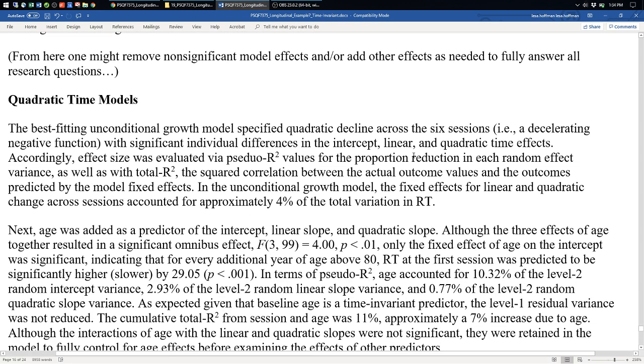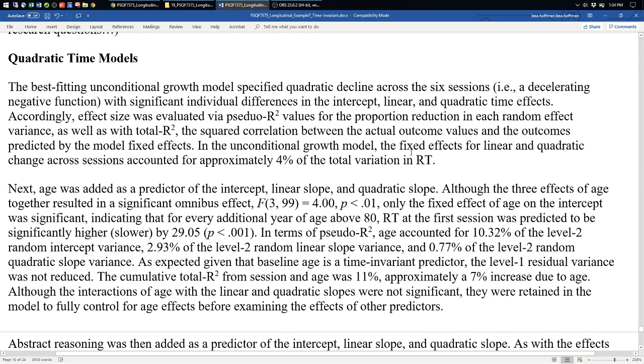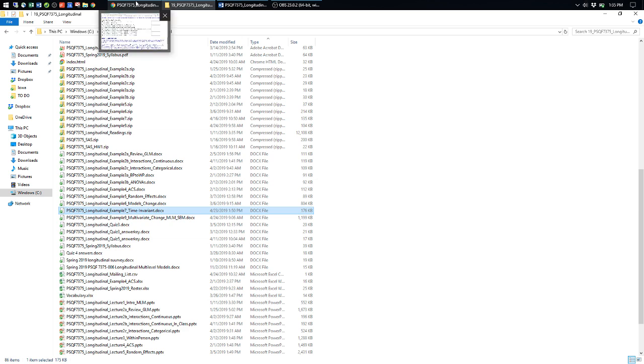So, questions on time invariant predictors? All right, then let me tell you about things that we're doing next week.